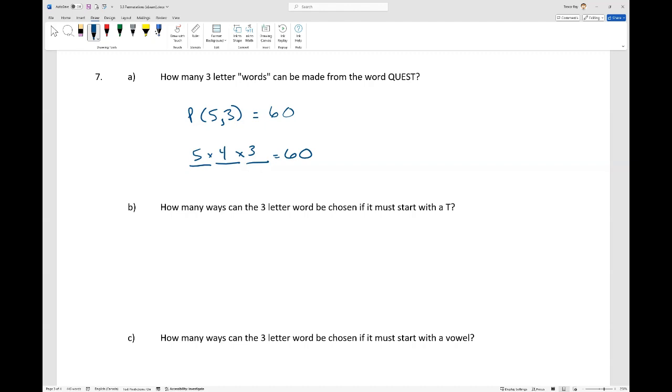How many ways can the 3-letter word be chosen if it must start with a T? Okay. This time I'm actually going to go to first principles just because I find it a little bit easier in these restrictive problems. So the first letter has to be a T, so there's really only one option there. I have no choice, it has to be the T. That leaves me 4 letters left for this spot and 3 letters left for that spot. And since I'm choosing a first and a second and a third, there should be 12 possible words that start with T.